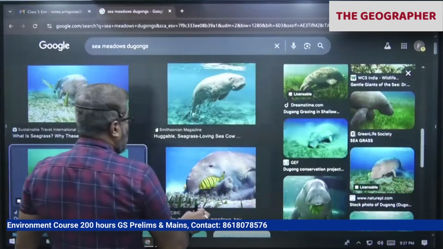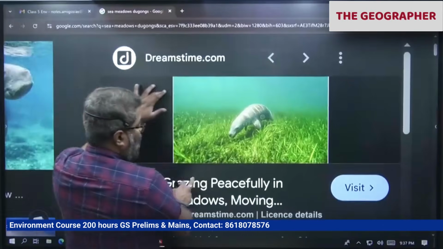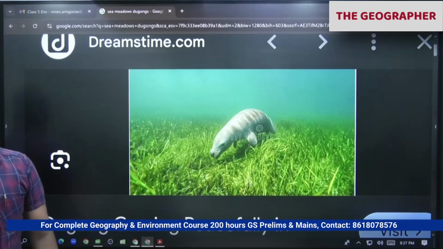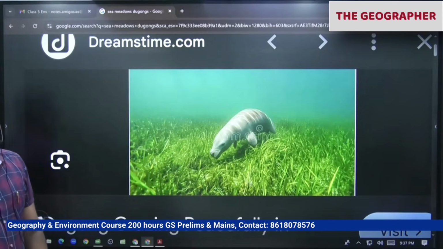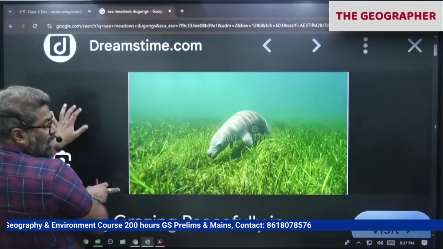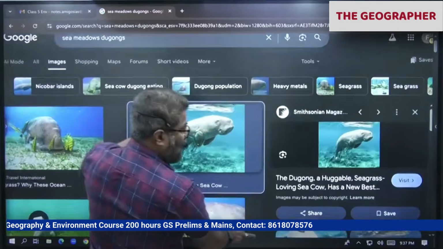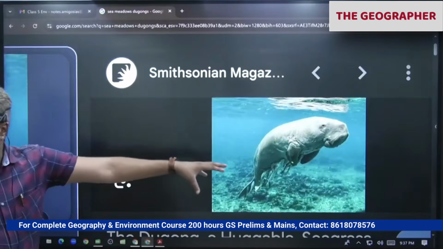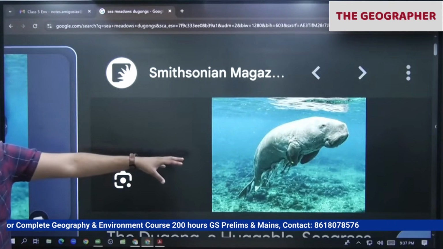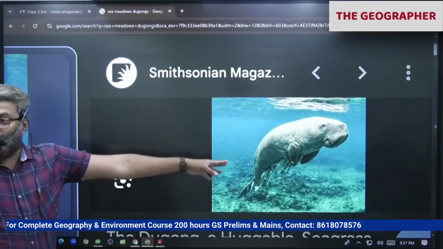dugongs. These are called sea cow. They are herbivores. See, this is the water, this is the grass there. You can see this is the sea cow. Dugongs, basically. So they are found in our Gulf of Mannar and elsewhere. A lot of species are there that you wouldn't have seen at all. See how they look? Sea cow. They eat that grass. So these are marine herbivores. Just like the cow you have seen outside, same, but under the water.